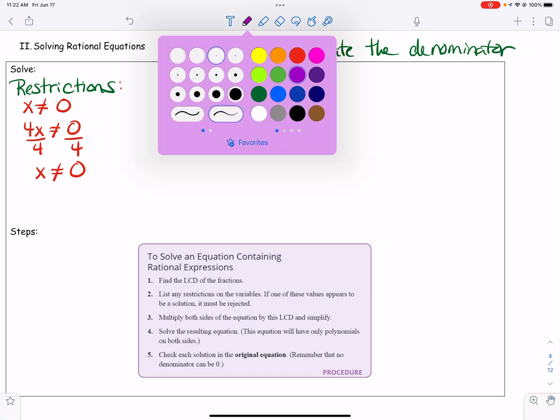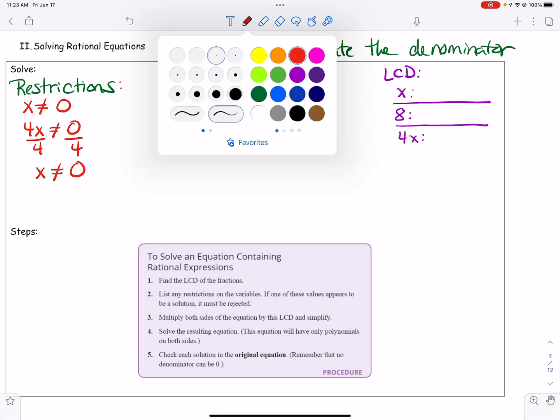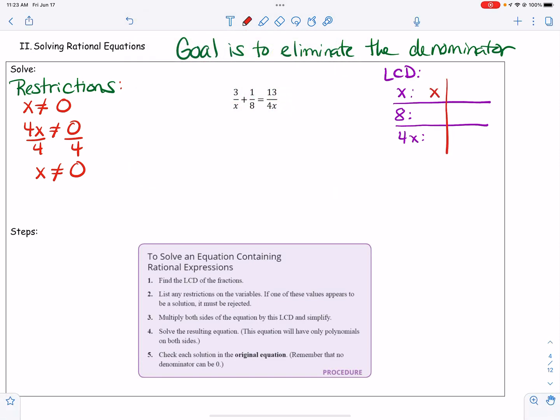The next step is to find my LCD. Remember, my LCD has to have all the denominators represented, the greatest number of times it appears in any one factor. So x just factors as x. 8 is 2 times 2 times 2, and 4x has an x and 2 2's. So if I get my highlighter, I need 1 x and 3 2's. So I am going to multiply every term by the LCD, which is going to be 8x.